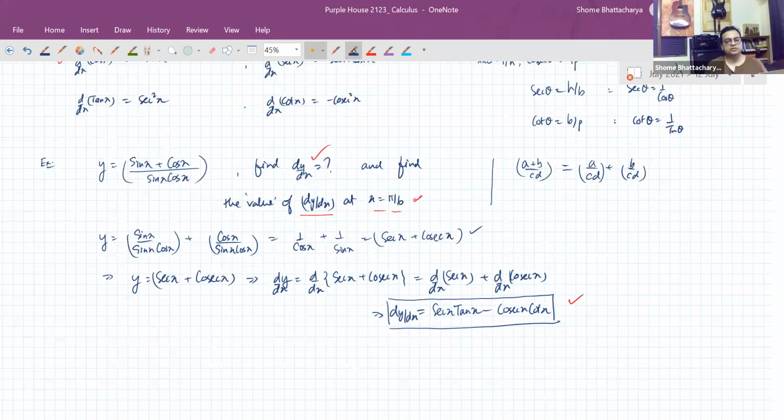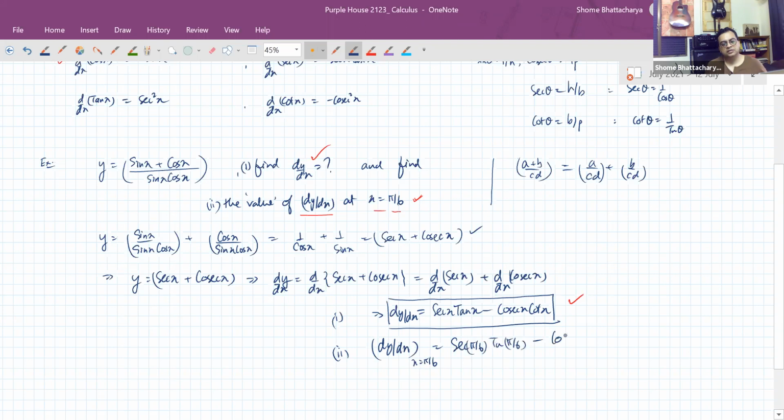Now see the final part of this question. So next thing we have to find. So one is we found dy by dx itself. Then second thing, we want to find the value of dy by dx at x equal to pi by 6. So we just substitute that over here. So sec pi by 6 into tan pi by 6 minus cosec pi by 6 into cot pi by 6.